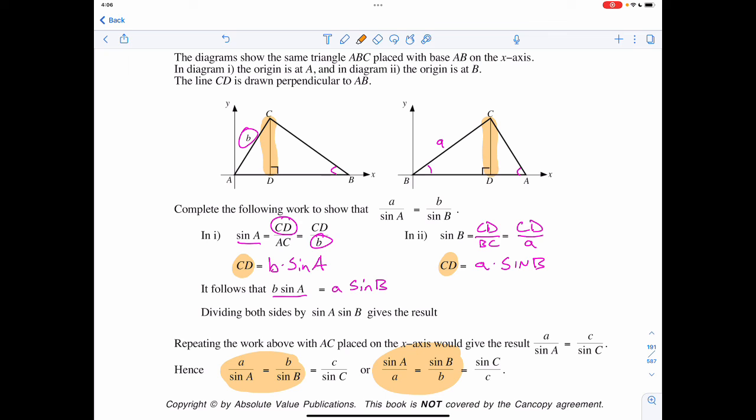If I rotated the triangle and then created an altitude at B instead of at C, I could prove the exact same thing works, where the ratio of A over sine A is the same as C over sine C, which means that this works for any side on a non-right angle triangle.